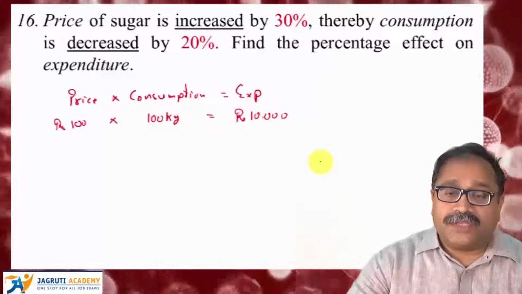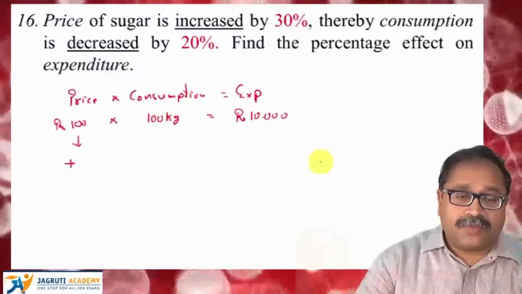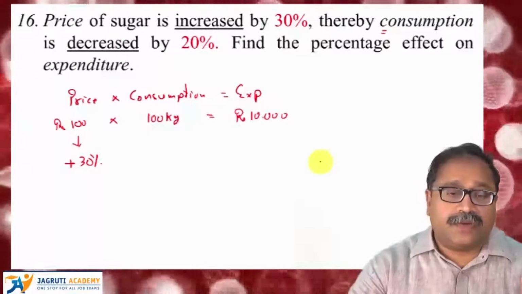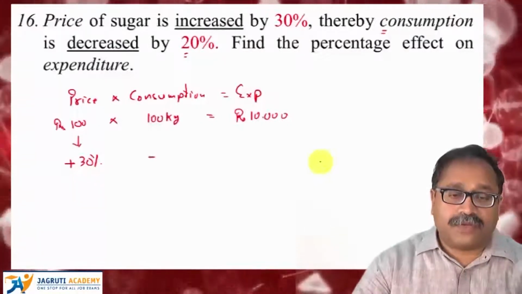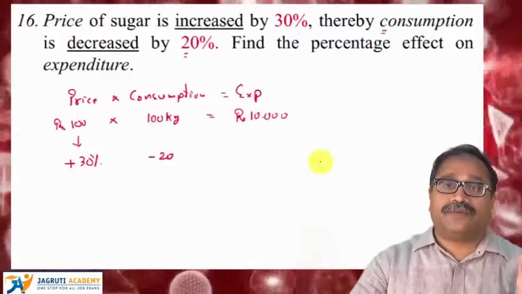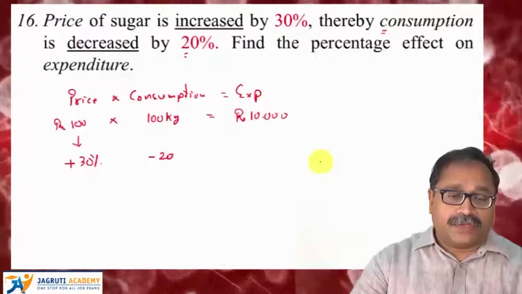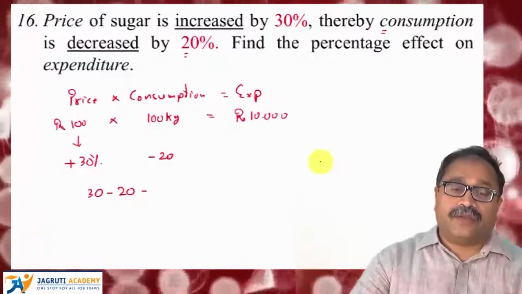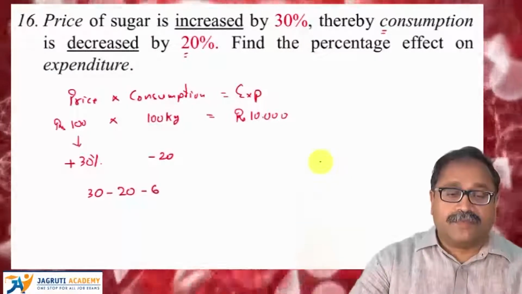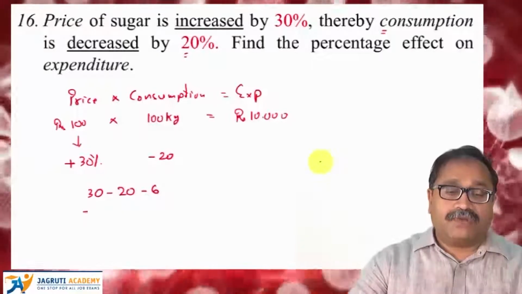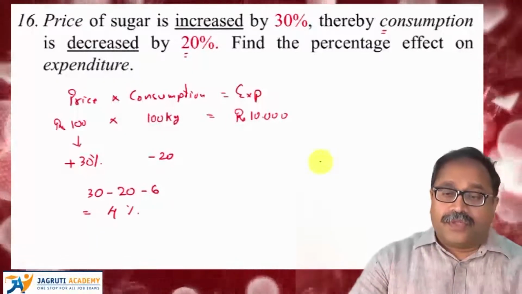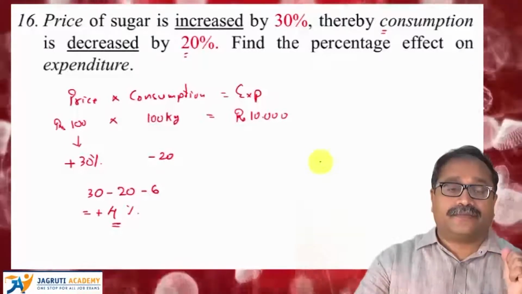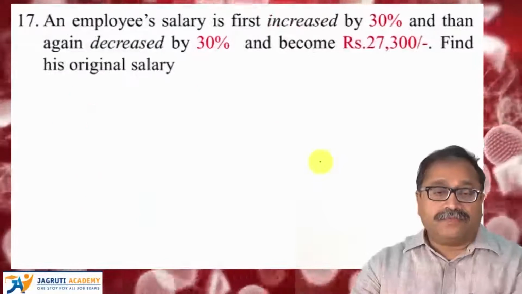Now, the price of sugar is increased by 30%. This price increased by 30%, and consumption is decreased by 20%. This consumption 20% decrease. What is the net effect on expenditure? So apply the XY formula here. That's 30 minus 20 plus minus minus, that's 600 by 100. 30 into 20 is 600 by 100, which is 6. So 30 minus 26, which is equal to 4. So the expenditure is increased by 4%. Hope this is clear. Let's move on to the next.